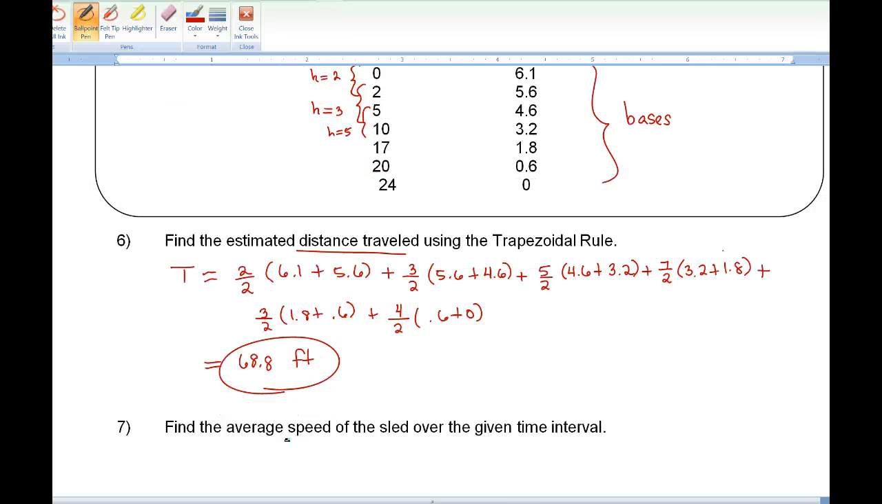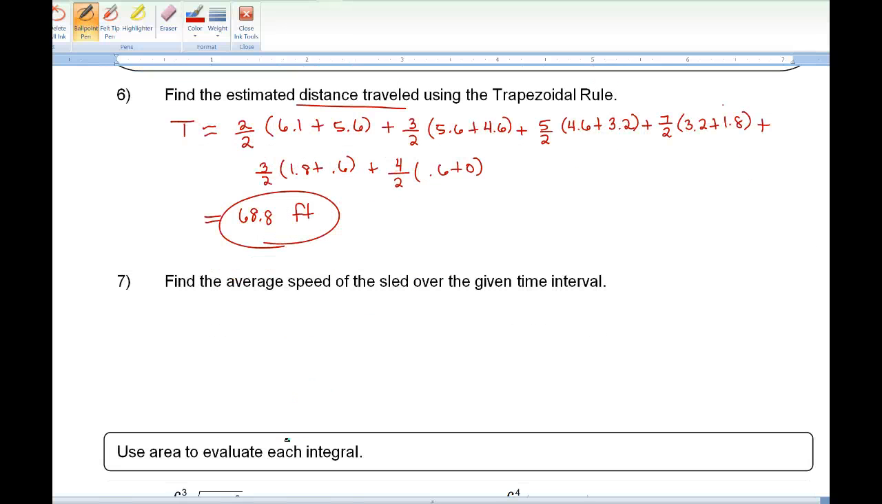How do you figure out an average? What was the total time interval? 24. So if we take 68.8 and we divide that by the total time interval, we get about 2.867. It would be feet per second.